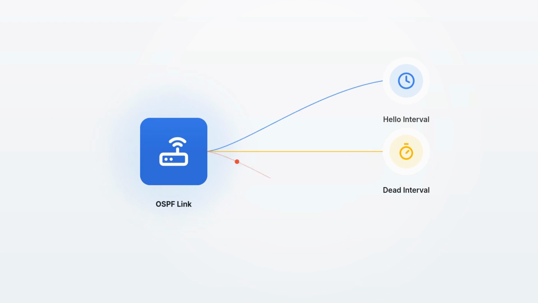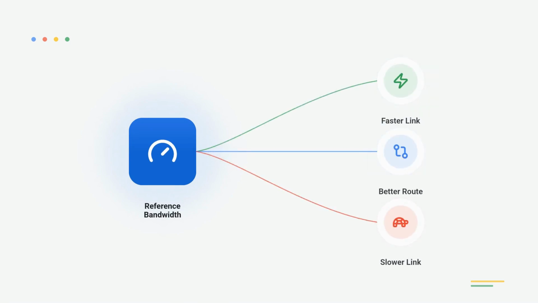Start with timer consistency. If the hello or dead interval is different on either side of the link, OSPF won't bring the neighbors up. Next, tune reference bandwidth so faster links actually look cheaper than slower ones. Otherwise, different high-speed paths can collapse into the same cost and hide the better route.